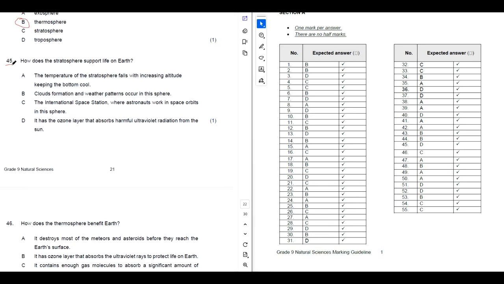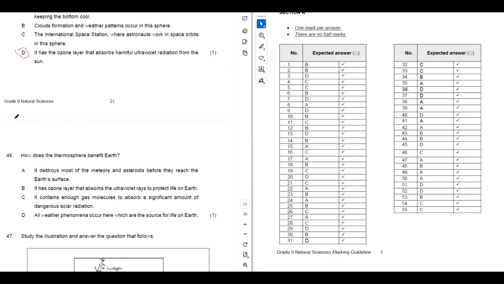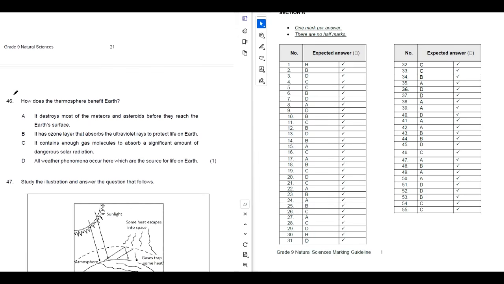And then next, we will move to question 45, which says, how does the stratosphere support life on Earth? So we know that because it has the ozone layer that absorbs harmful ultraviolet radiation from the sun. So our correct answer will be D. Okay, and then next we will move to question 46. So question 46 is, how does the thermosphere benefit Earth?